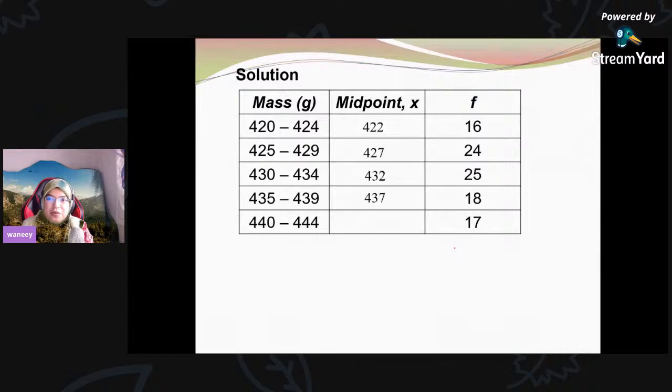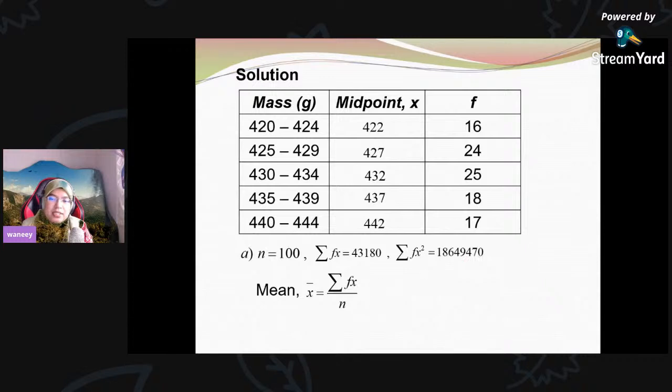Okay, so the midpoint. Right, so n is equal to 100. The summation for fx is 43180. The summation for fx squared is 1864947. So calculate the mean first. The mean is the summation for fx over n. So it's supposed to be 43180 over 100. So this is 431.8. So this is the mean, which is 431.8.